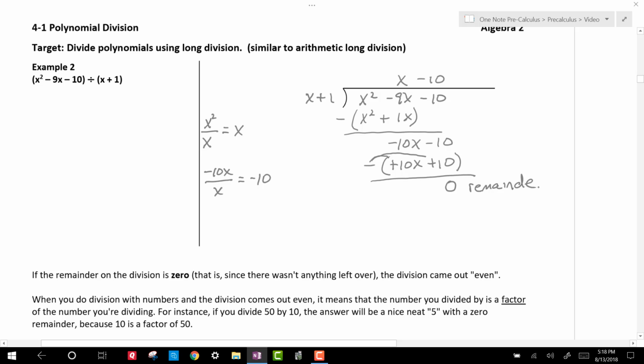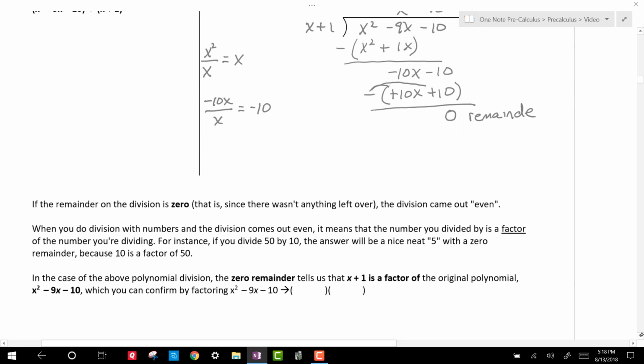Okay? So here's the deal. If the remainder on the division is 0, then we say that the division came out even. When you do division with numbers and the division comes out even, it means that the number you divided by is a factor of the number you're dividing. For instance, if you divide 50 by 10, the answer will be a nice neat 5 with a 0 remainder because 10 is a factor of 50.